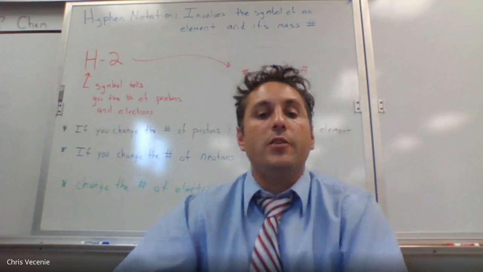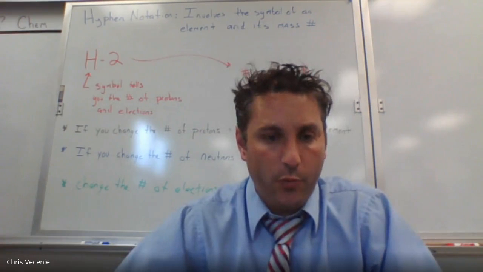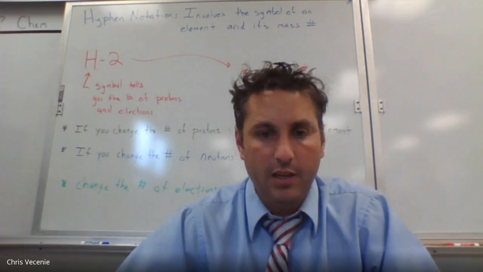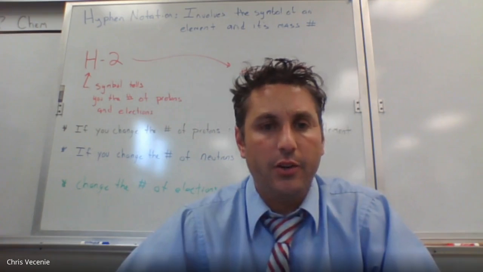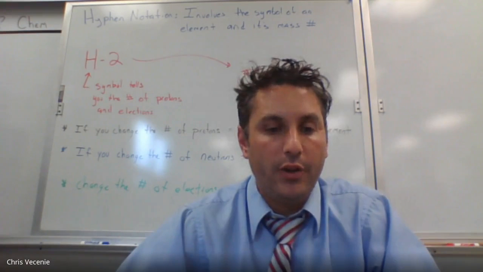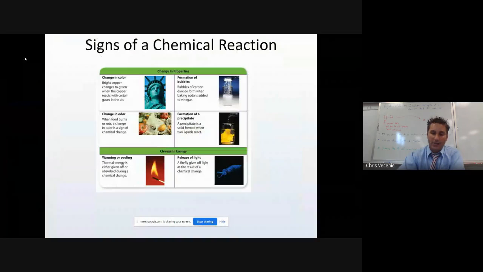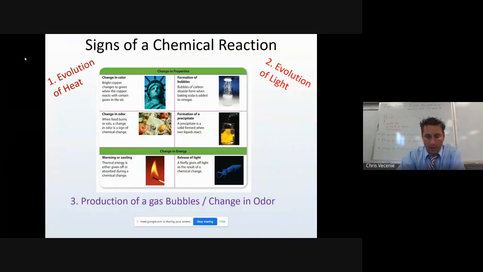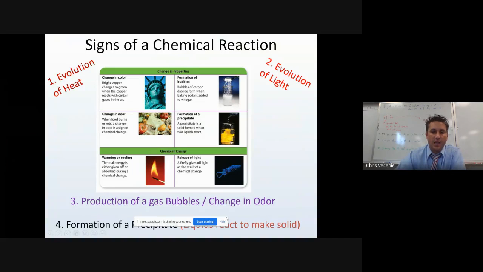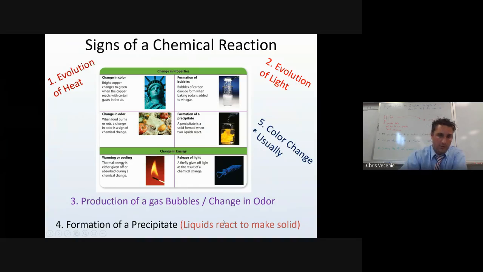Okay, all right, so that's what's going on with what you guys were seeing in the slide here about indicators or signs of a chemical reaction. So we had our evolution of heat, evolution of light, production of a gas, formation of a precipitate, and then most of the time a color change.